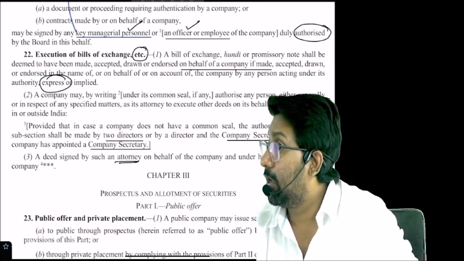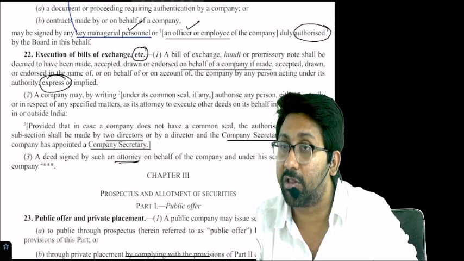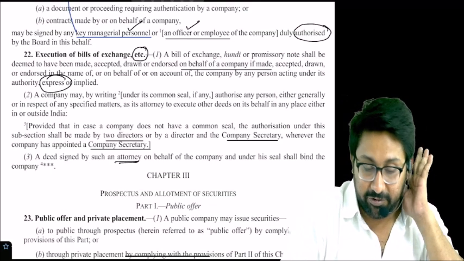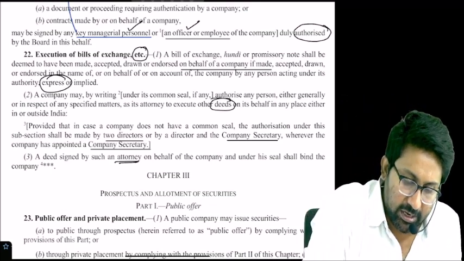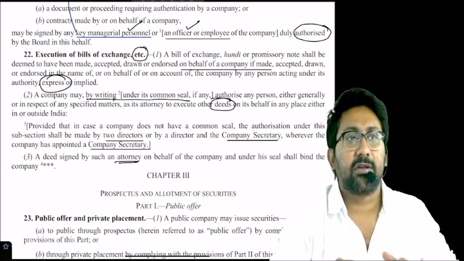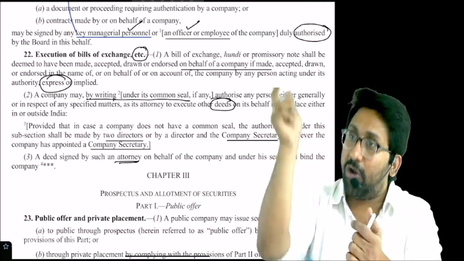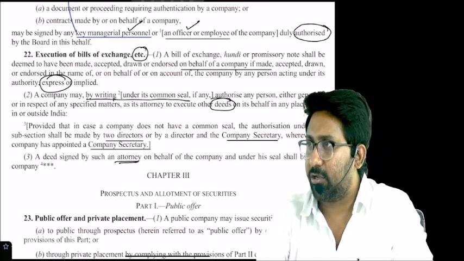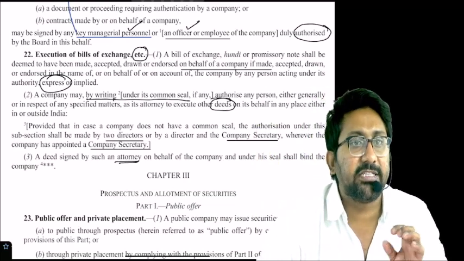In case of deeds, implied authority will work or will not work? Because in case of deeds, company may, by writing under its common seal, means common seal will be there for company or not? Optional or mandatory? If common seal is there, who can sign on the deeds? Your attorney. Attorney means agent.